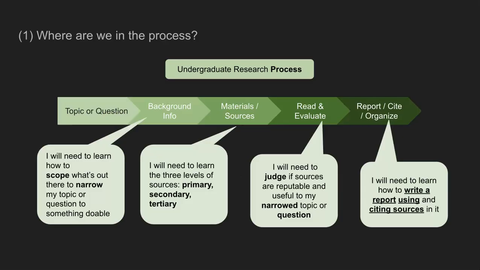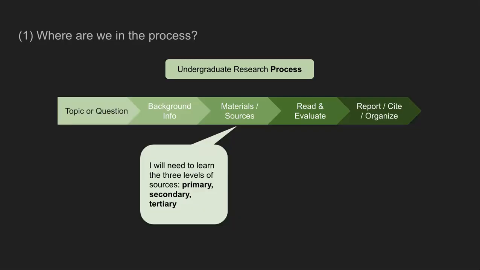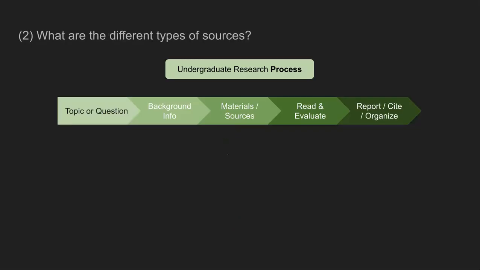In this video, we're going to learn how to find sources for my research project. So where are we in the process? We're in the undergraduate research process, at least we're learning about it. And currently we are in the stage of looking for sources and materials. So the goal for this is I will need to learn the three levels of sources: primary, secondary, and tertiary. So what are they? What do these words mean? Right? So what are the different types of sources?